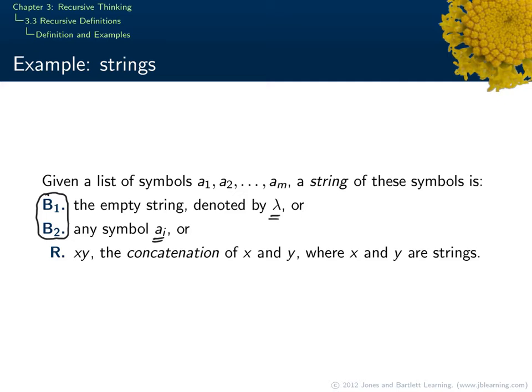And then for the recursion, if we have any two given strings, x and y, what we do is simply put them together, put one next to another to form a new string. Now oftentimes the symbols we use are just 0 and 1, in which case our strings are called binary strings.